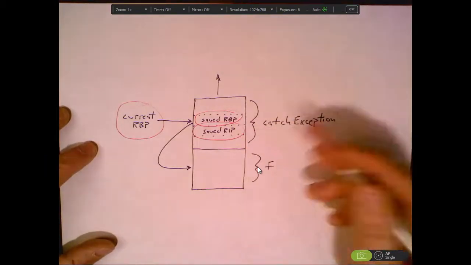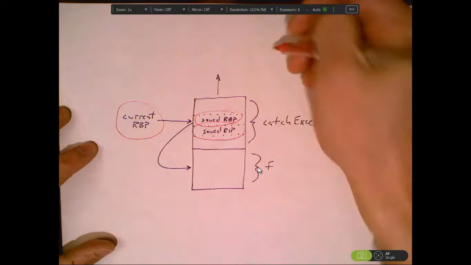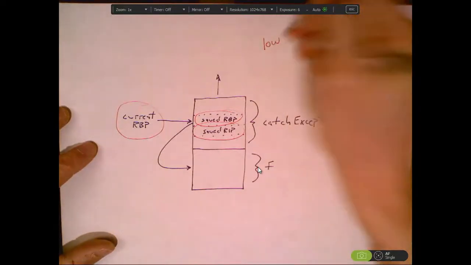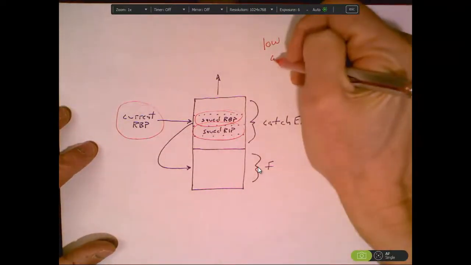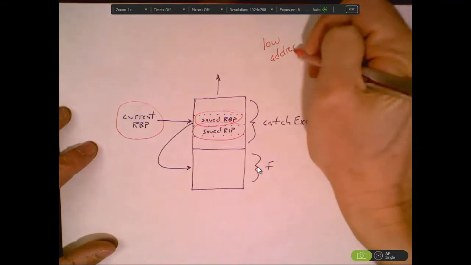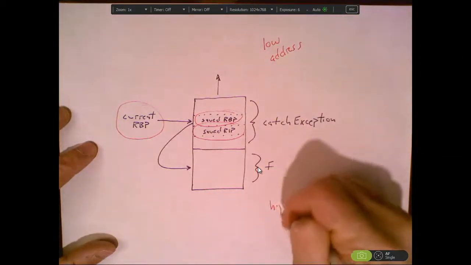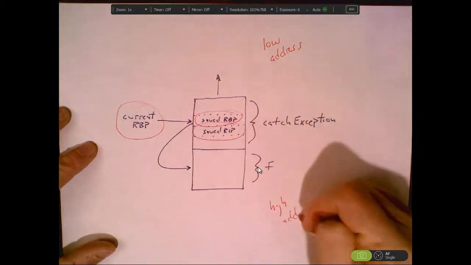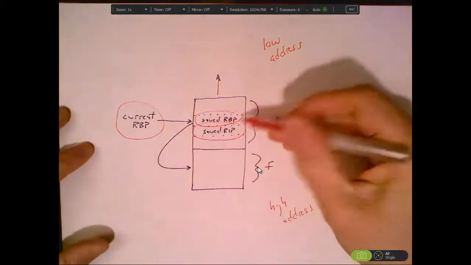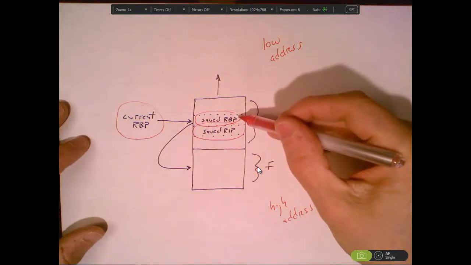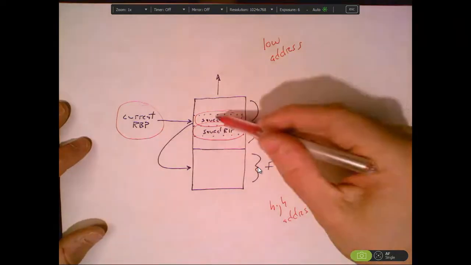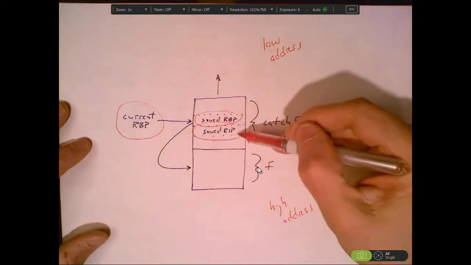And notice that, again, stack growing up this way, that means this is a low address up here. Low address. And there's a high address here. So this address is 1 less, or actually since it's 8 bytes long, it's 8 bytes less than this one.